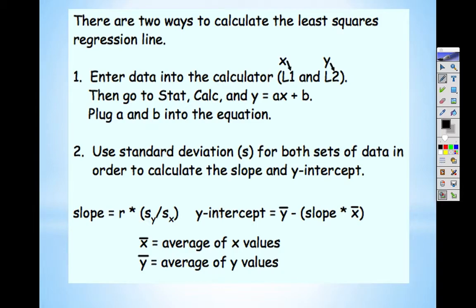Nothing new. The second way to do it is to use these values we got before. We got these when we started correlation. We got x bar, y bar, sx, sy, and we got slope last section. So they're basically saying you can also get your line using this little formula for slope and in this formula to get your y-intercept. We will do this on a project. We won't be doing that for our upcoming test.